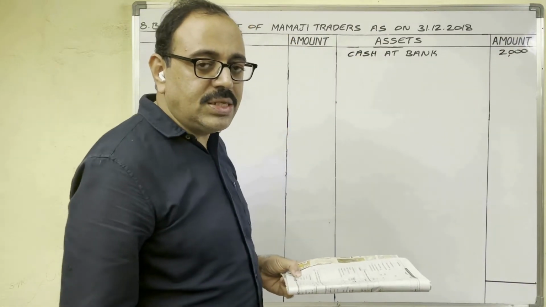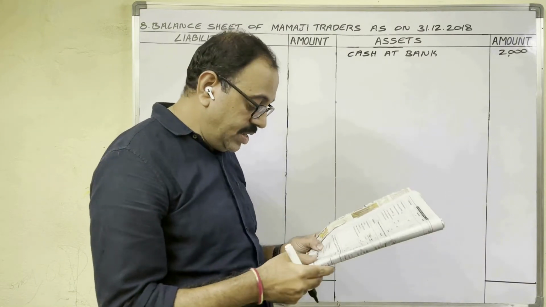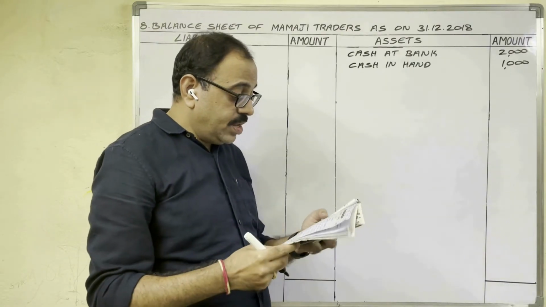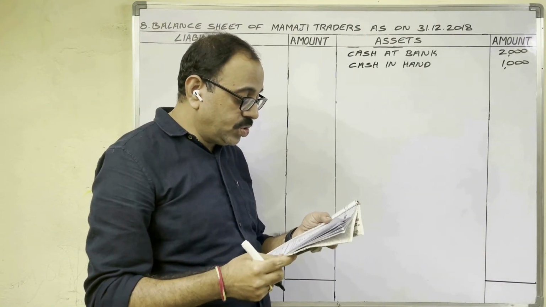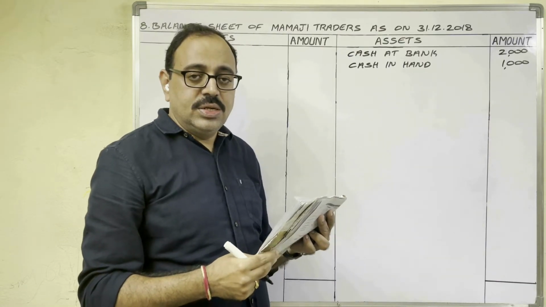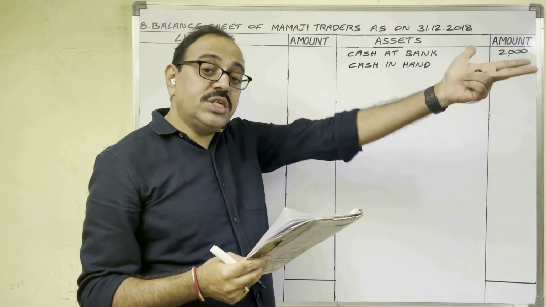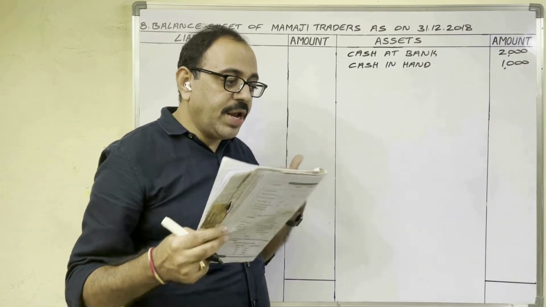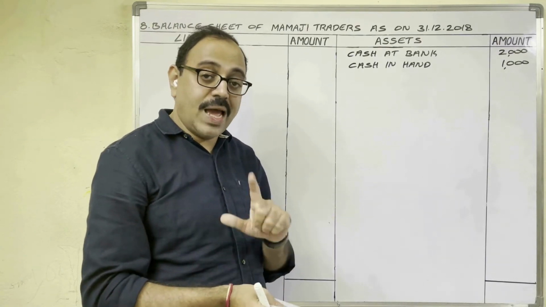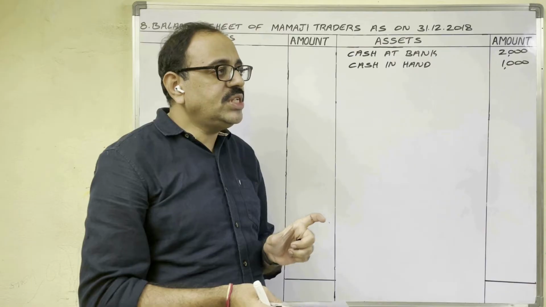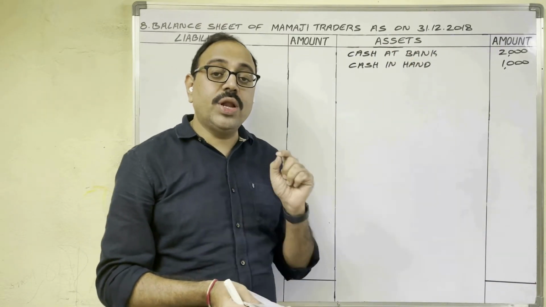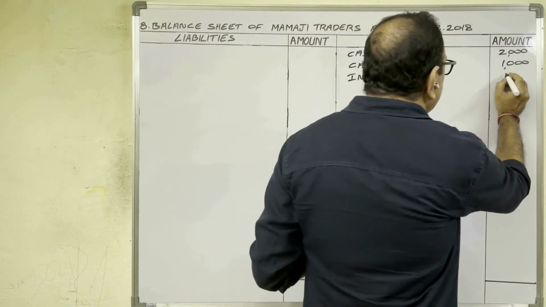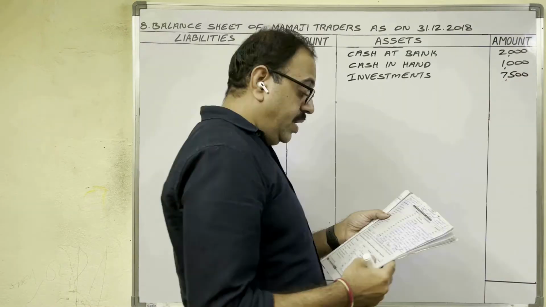Cash in hand means cash balance in the firm. It is also an asset. Asset side 1,000 rupees. Wages, returns, carriage, inward, legal expenses, opening stock, investments. Owner invested some amount in outside business. Investment means don't think that capital. If owner invests money in his firm, that is known as capital, liability. But if owner invests money in outside business, that is known as investment, asset. Asset side, investments amount 7,500 rupees. Trademarks.